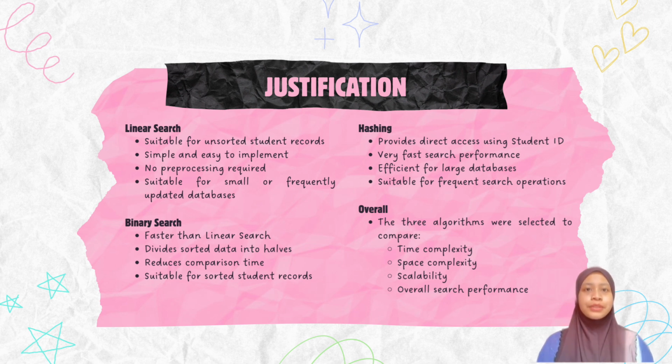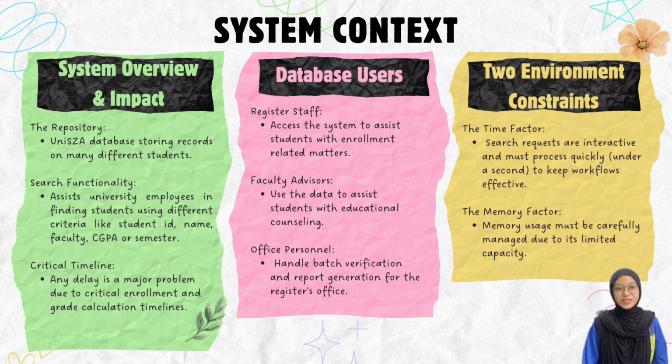Third, hashing was chosen because it allows direct access to record using a unique key such as a student ID. By using a hash function, record can be retrieved almost instantly without searching through the entire database. This makes hashing highly efficient for larger database and frequent search operations. Let's look at the system context.